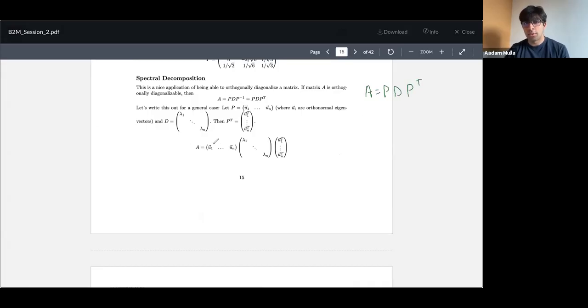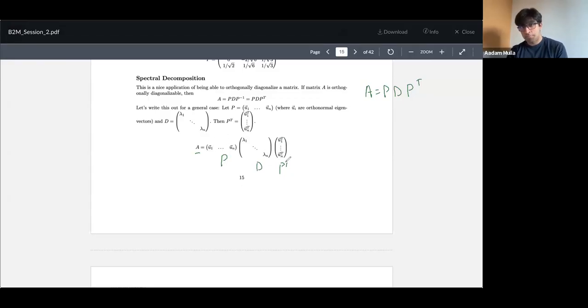So let's write it out. A equals P, where here we're using u1 for our orthonormal eigenvectors instead of v, just a change in variables. So u1 is a vector, u2 is a vector, all the way up to un. That's our P matrix. Our D matrix has eigenvalues all along the diagonal. And then P transpose, you just take every column and turn it into a row. So really this is actually a matrix, not a vector; it's a vector of vectors, which is a matrix.